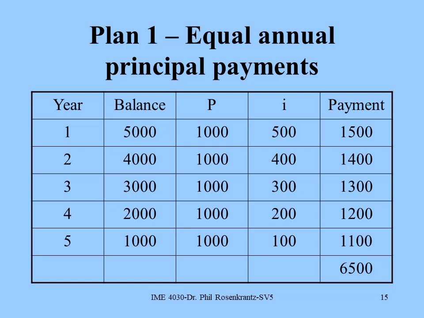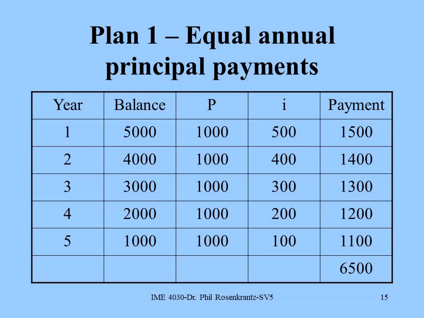Plan 1, equal principal payments. So if we say we borrowed $5,000 and we're going to pay it back in 5 years and the interest rate is 10%, then in year 1 we have a balance of $5,000. We're going to pay $1,000 on the principal. We owe $500 in interest, don't we? Because 10% of $5,000 is $500. So our payment is going to be $1,500. Again, that's $1,000 to pay on the principal and $500 for interest owed.